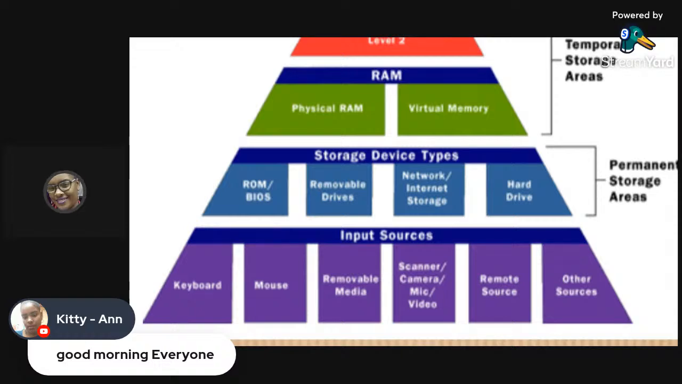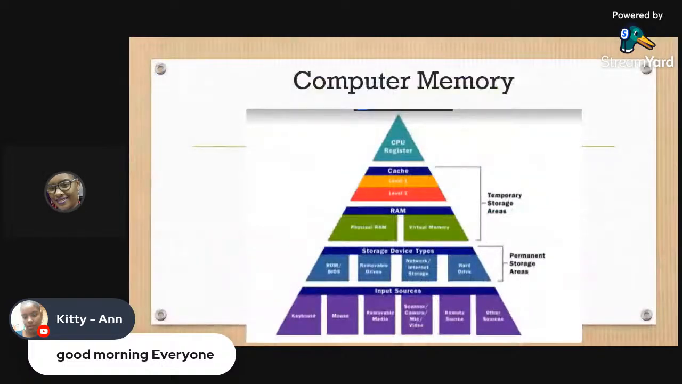And then below that, we have our input sources, such as our keyboard, mouse, removable media, scanners, remote storage, other devices. So the middle part here would be your computer memory, right? And here we're seeing where we have temporary memory and we have permanent storage areas.